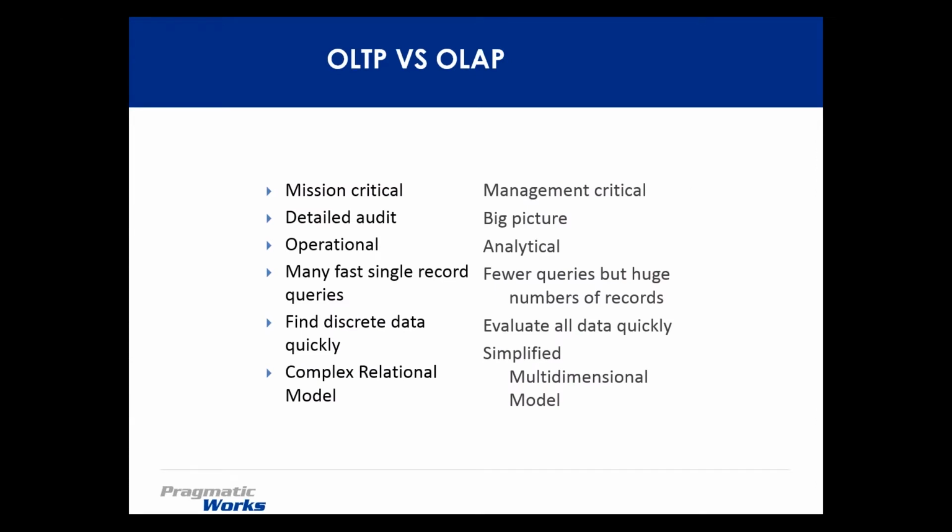So if you have your OLTP system, your data is generally mission critical. That database has to be up all the time. You have an SLA, you have small windows for service, and generally that's got to be up all the time. OLAP is generally management critical data. It doesn't necessarily have to be up 24/7, but it has to be available for a reasonable amount of time so that management can use the database to make decisions. And it's more of a big picture database. It's analytical in nature.